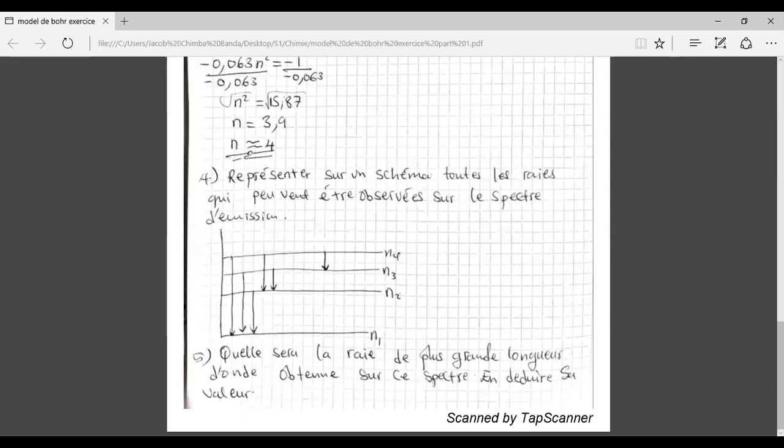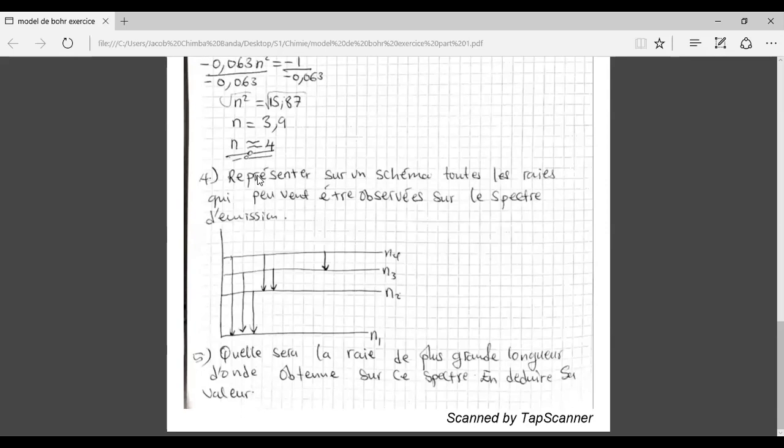Well, actually, that's really a nice question. The movement is one electron, which is N2 to N4. That's the actual movement. But the question is telling us to represent all the rays.